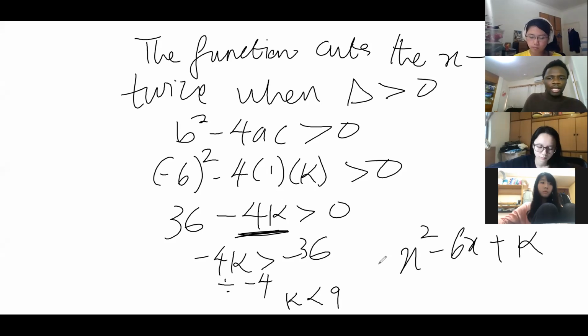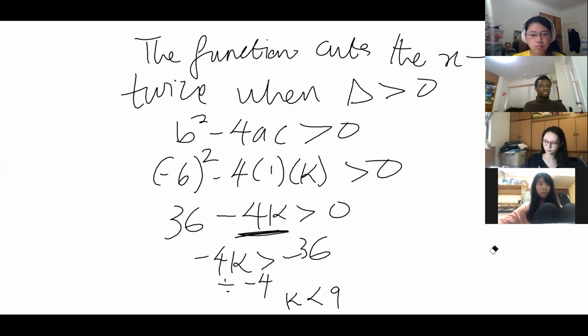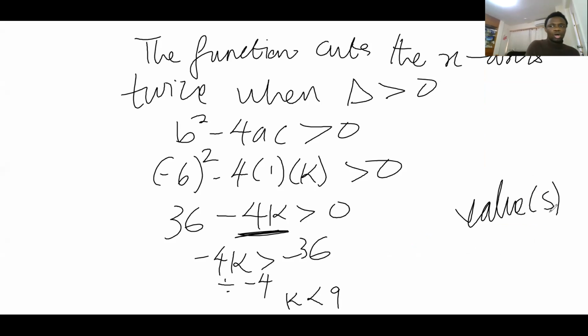You say find k for which that happens. Find the value or values of k. It could be one value, it could be many values. In this case, there are many values because this is k less than, it is a range. So it's not just one. That's why the question says value or values. Am I making sense? So please, let's take note of this.